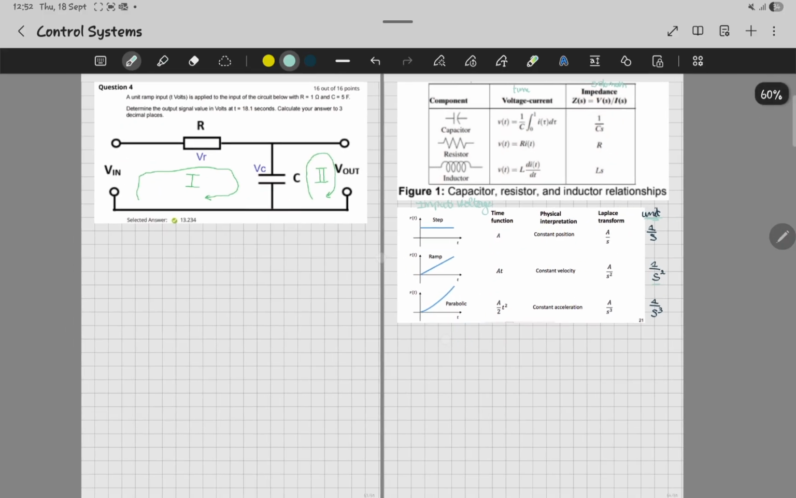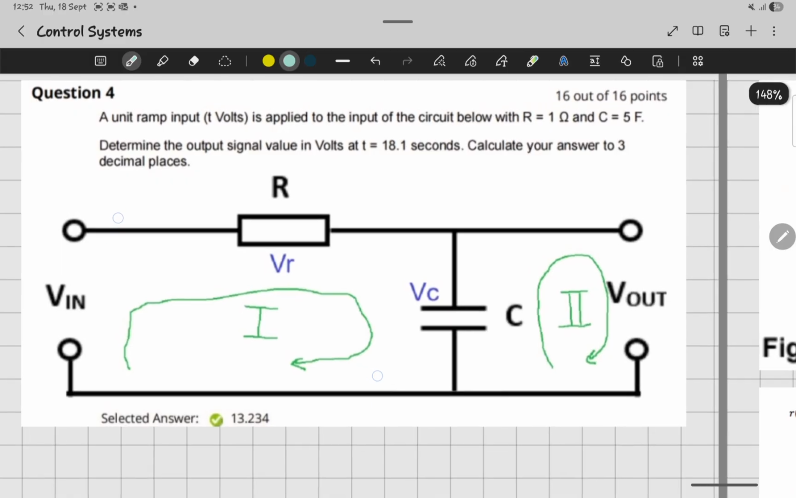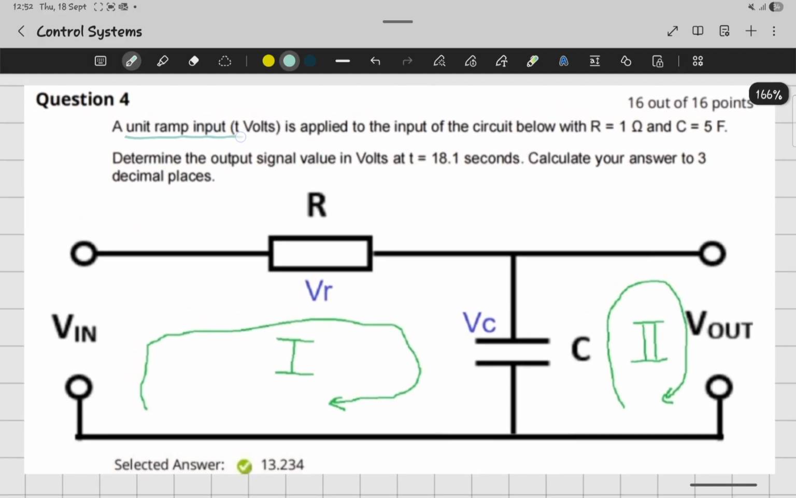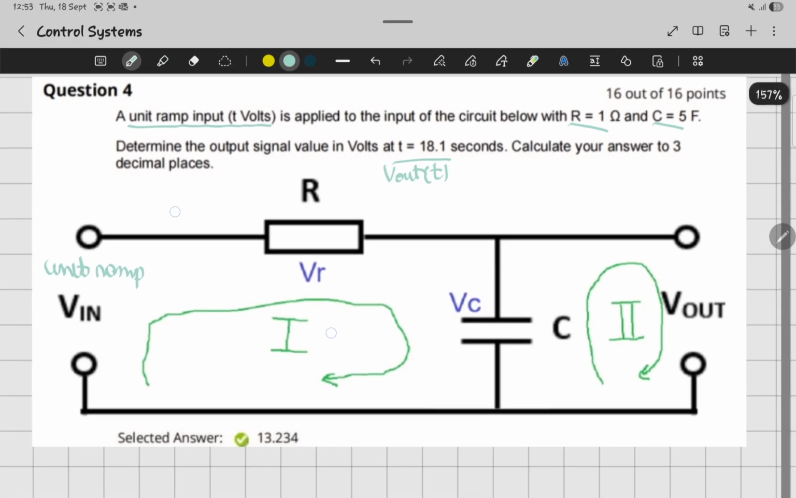Now when you go to this question that we need to solve, you can see we're working with an input unit ramp. So this one is going to be a unit ramp as our input. And we've got our resistor, capacitor, and then this is the value for the final equation of V out. And as you can see, there's no initial condition here.